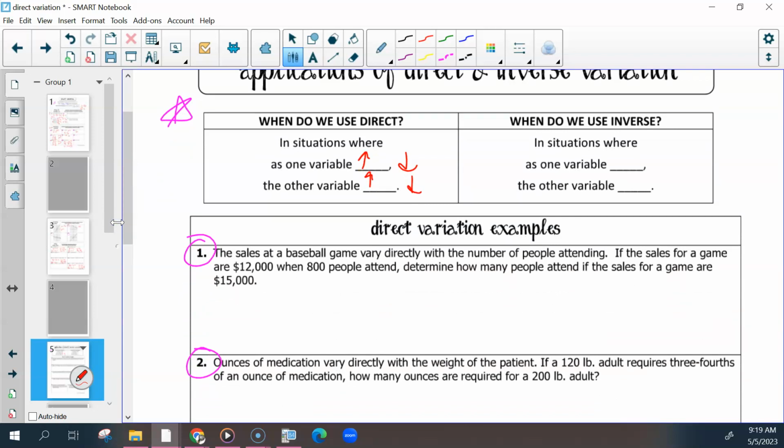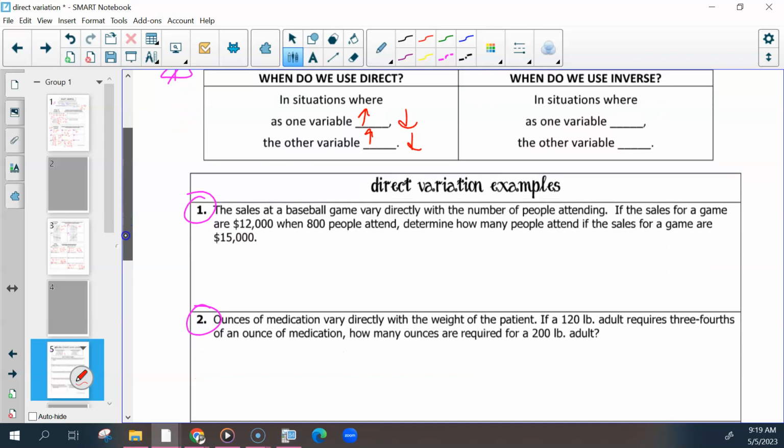Most of the time, you won't have to figure that out, but sometimes you will. So I'll show you how we can do that. For the first one, the sales at a baseball game, varies directly, I'm going to underline some important words and we'll come back and talk about it. If the sales for a game are 12,000 when 800 people attend, determine how many people attend if the sales for a game are 15,000.